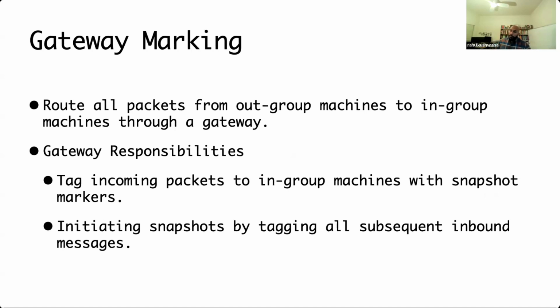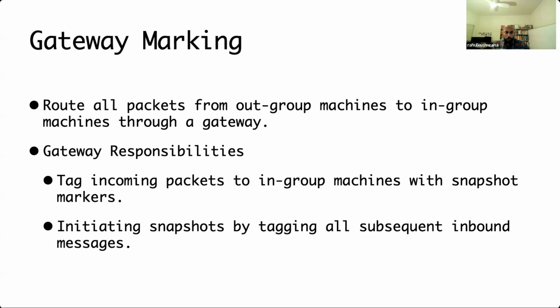To solve the problem of interfacing with external entities that are total black boxes, Beaver introduces a concept of a gateway marking. Imagine a system sitting between your in-group process and out-group processes or external services. The idea is that we route all the packets from your out-group machine to your in-group machines through the gateway. So you have your in-group processes and you have your out-group processes. And then there is this machine or whatever system that sits in between. And it routes all the packets from out-group to in-group, right?